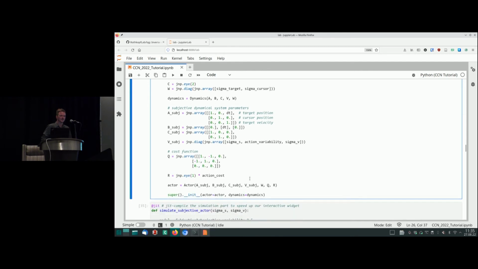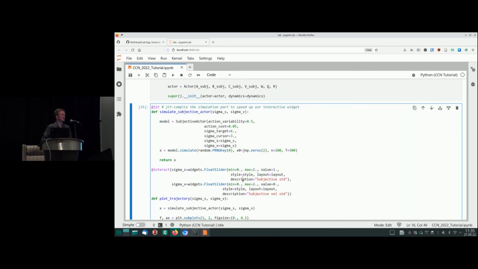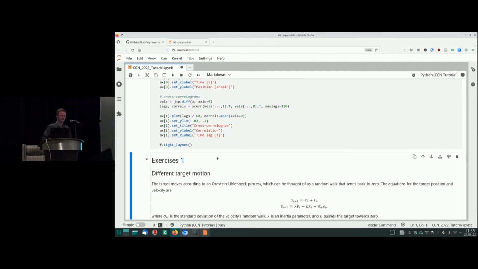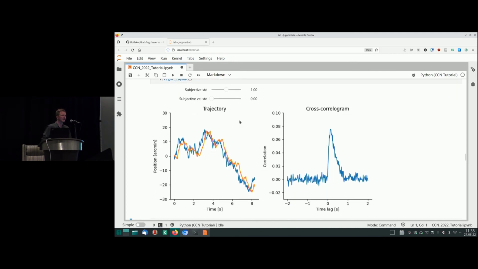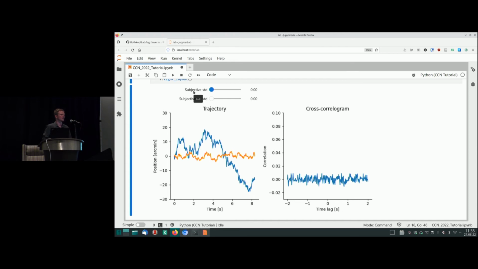But let's look at how this plays out if we simulate these different assumptions and look at the behavior of these agents. Again, on the left we have the trajectories, on the right we have the cross-correlograms, and right now these subjective standard deviations of the random walk that the agent assumes are set to the true values. So we have some reasonable tracking behavior, but if we now assume that the agent thinks that the target doesn't actually move, we get no tracking at all. The agent just tries to stay at 0 because they think the target stays at 0. But if we increase the subjective belief about this standard deviation a bit, we again get kind of accurate tracking behavior, but less accurate than if the agent actually knew the true statistics.